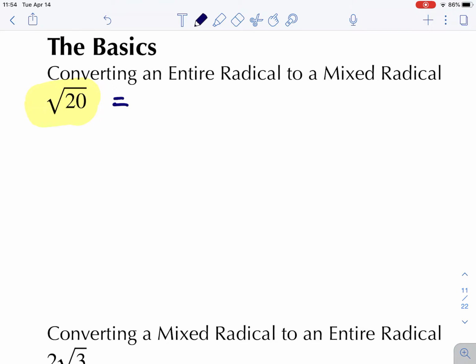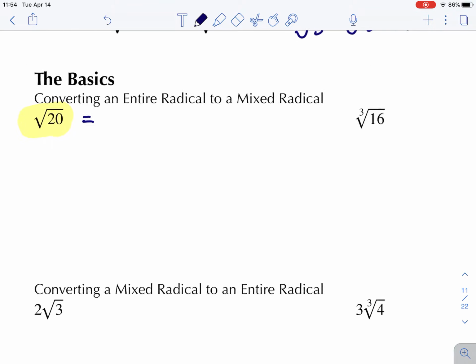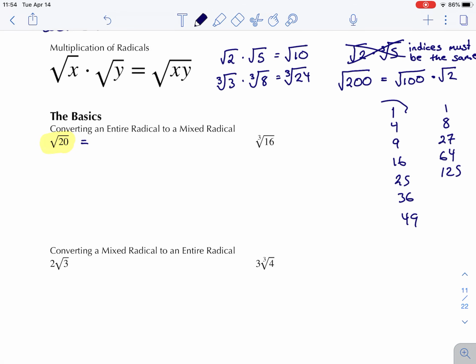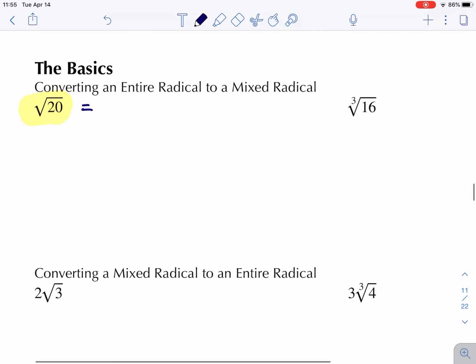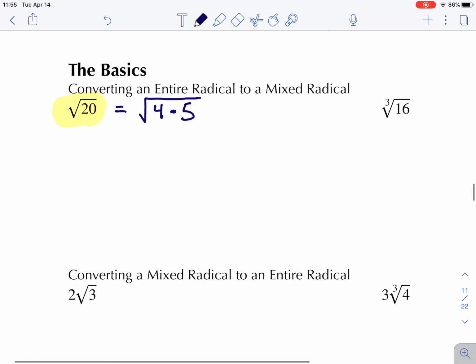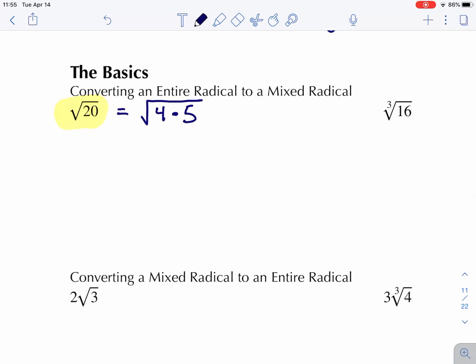We look for factors where one of the factors is a perfect square. So we see if we can divide 20 by any perfect square. We can divide 20 by 4. So we rewrite 20 as the square root of 4 times 5. Right, that just makes sense. We just broke 20 up into two numbers. One of those numbers is a perfect square.